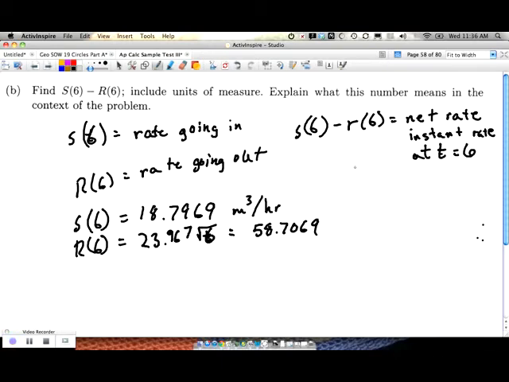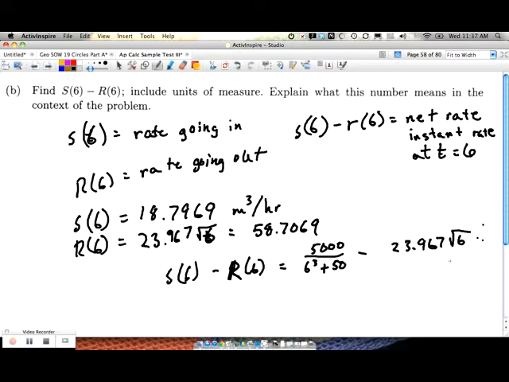So s of 6 minus r of 6, s of 6 minus r of 6. I didn't even need to actually find that because this is an FRQ, but I just want to give you guys a way to do it in your calculator. Because I could just say this is s of 6, which is 5,000 over 6 cubed plus 50, minus r of 6, which is 23.967 times the square root of 6. That's the net change. That's the net rate at t equals 6.